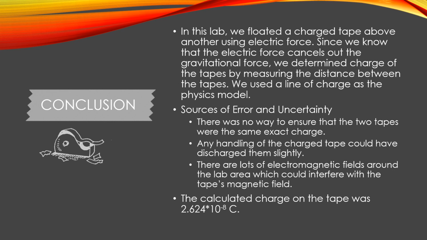Conclusion. In this lab, we updated our computational model for the charge tapes lab using a line charge model, which is more accurate. We got a new calculated charge on the tape of 2.624 times 10 to the negative 8 coulombs. Some sources of error and uncertainty were that we couldn't really know how much charge was on the tapes. There was no way to know that they were the same, and also what if we handled them by accident, because we have to move the tapes around to perform the experiment, and also electromagnetic fields could have interfered with our measurements and the behavior of the tape.